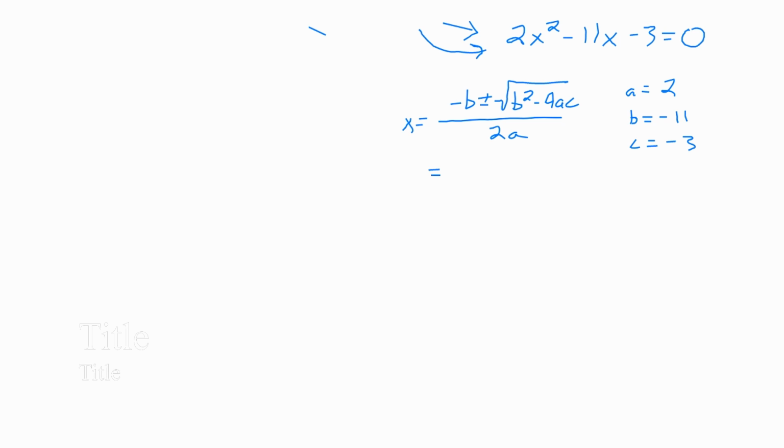Karen, what would you do next? In this case, since it's a negative b and your b is a negative, the two negatives will make a positive. And then you do plus or minus the square root of negative 11 squared minus 4 times 2 times negative 3, all over 2 times 2.